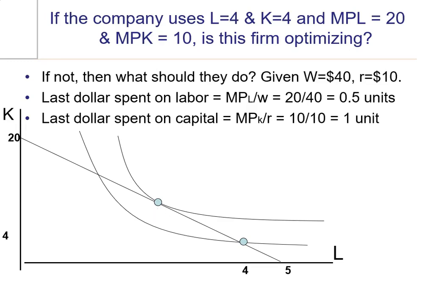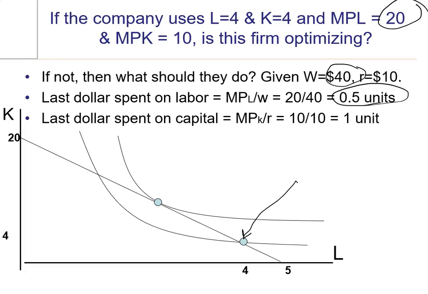And finally, let's use the last dollar rule, the last dollar spent on capital versus the last dollar spent on a worker at this initial point here, to show you why that's not optimal. The last dollar rule is the ratio of marginal product of labor over wage. So that's 20, our marginal product of labor, over 40, our wage. So 20 over 40 gets you 0.5. Or another way to say this is one more dollar spent on a worker gets you half a unit more of output. What is that corresponding number for machines or capital?